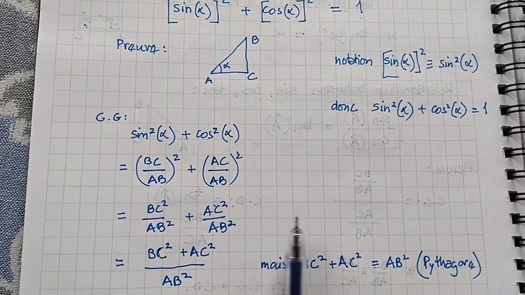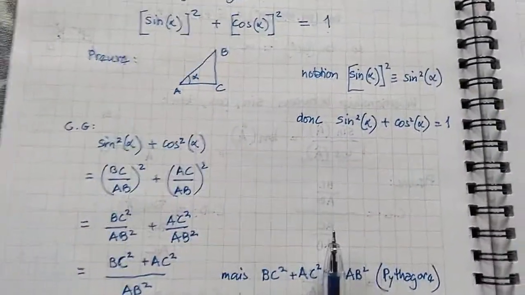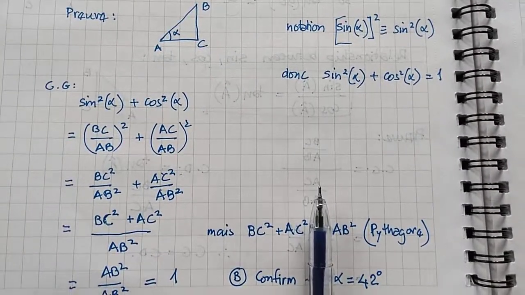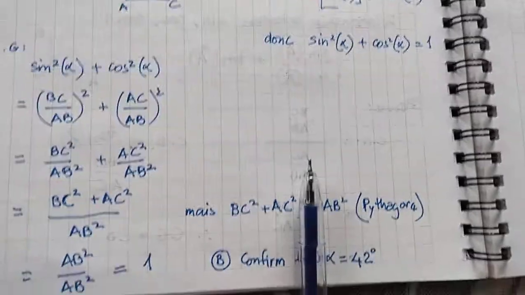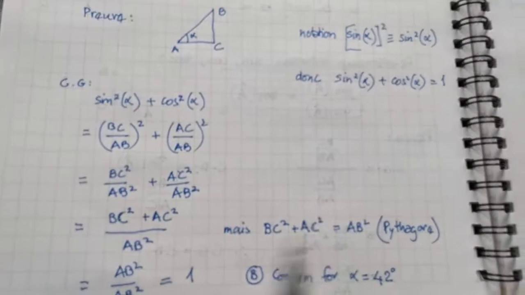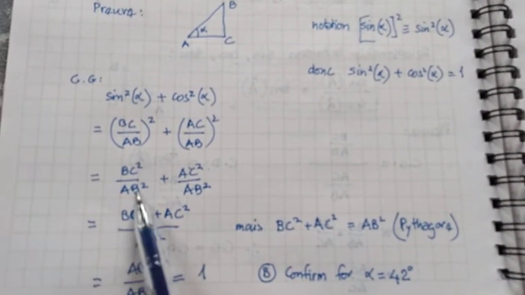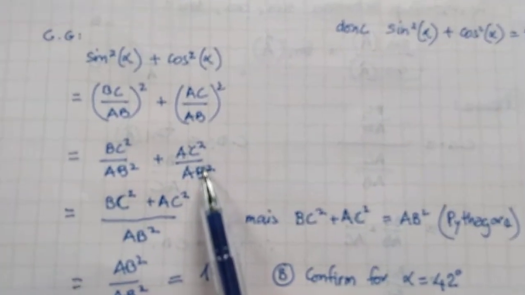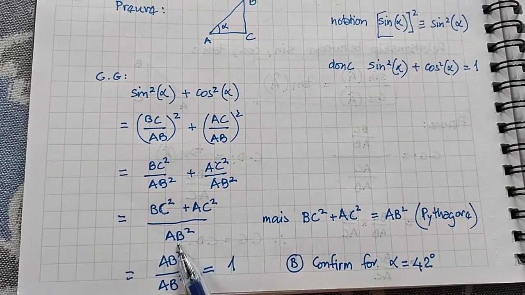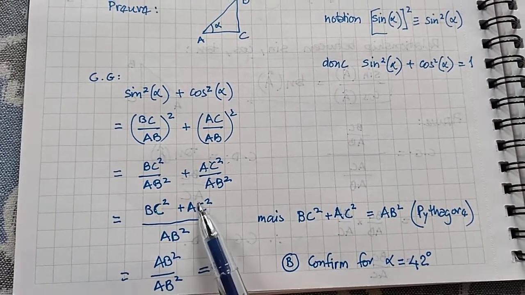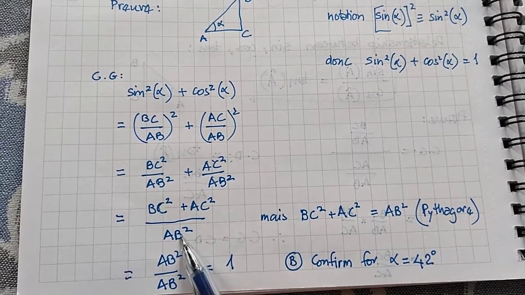If you feel that I'm going too fast, remember that YouTube allows you to slow down videos, and of course you can pause and resume at any time. Because the denominator is the same in both these fractions, I can just write it commonly like that: BC² plus AC² over AB².